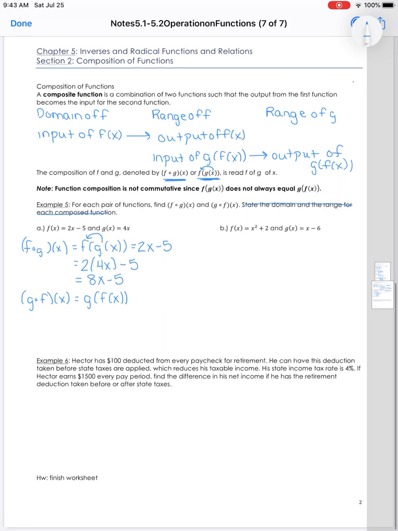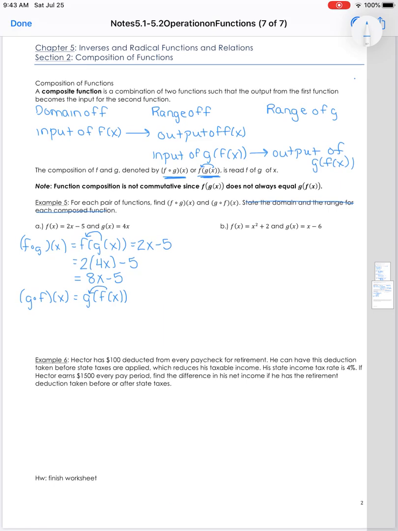Okay, so for f of g of x, that means that we're going to put the g everywhere we see an x in the f of x function. So our f of x function is 2x minus 5. So instead of writing 2x, that x is now going to be replaced by the 4x, because that is the g of x function, and then we simplify. So f of g of x is 8x minus 5 when you simplify.